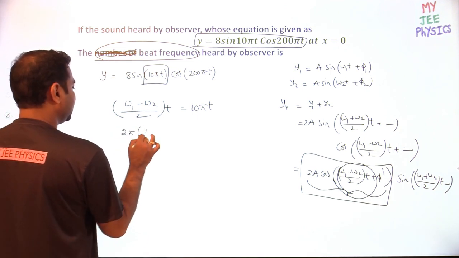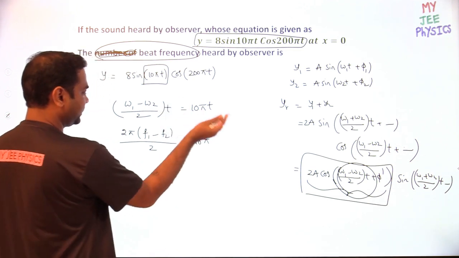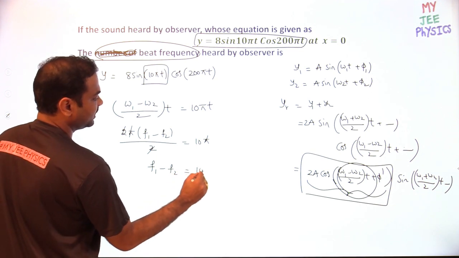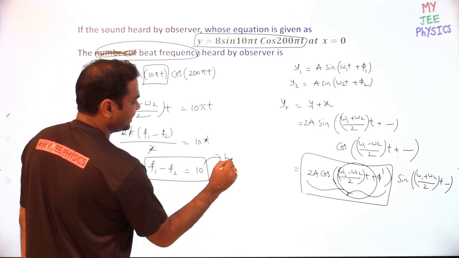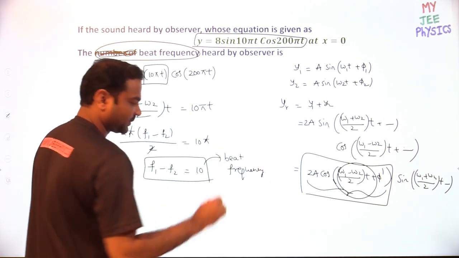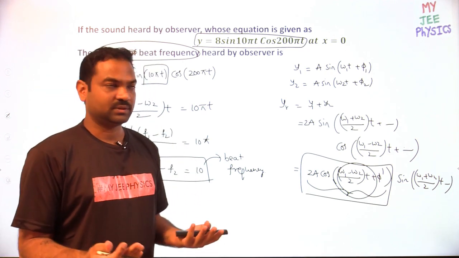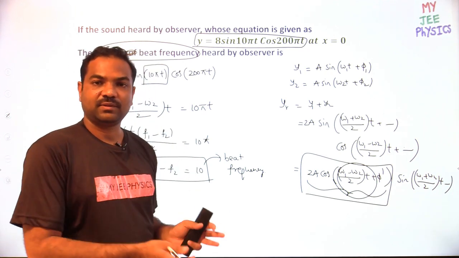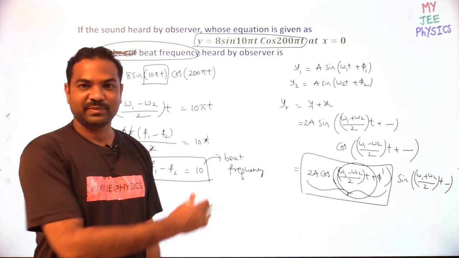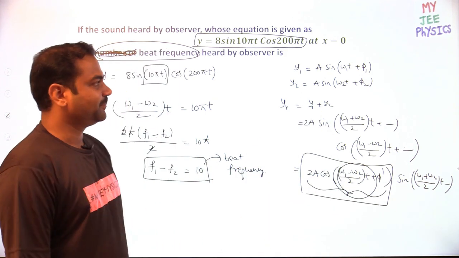So 2 pi into (f1 minus f2) by 2 is equal to 10 pi. t cancels out, pi also cancels out. Simply you will get f1 minus f2 equal to 10, which we call the beat frequency. Okay. So this is the question I have chosen not to test your knowledge or go with an easy question. I just want to make sure that you remember all these things and recollected them. These equations may be useful for examination. That is only my idea.